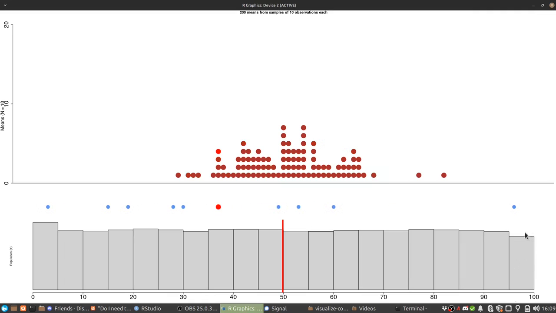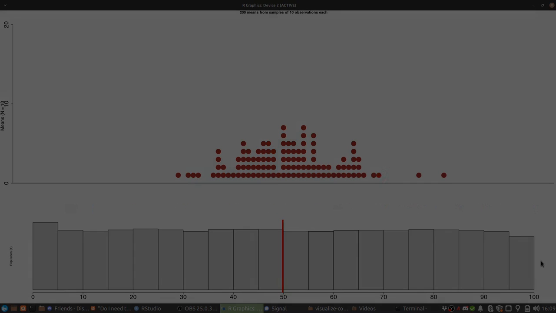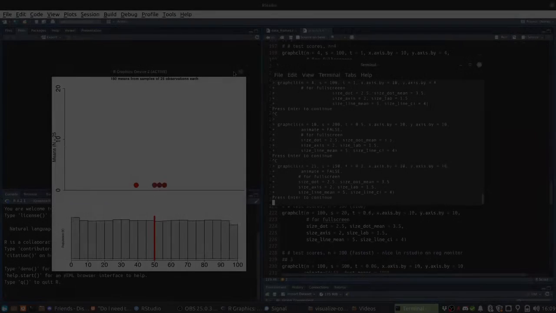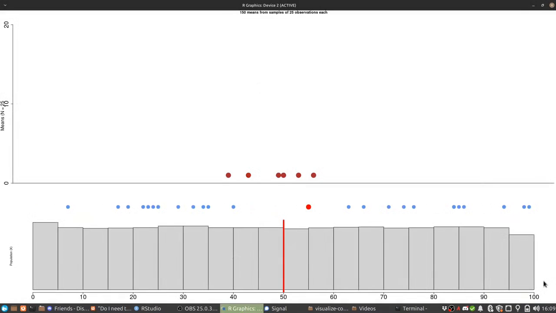And it's a little more than the last one because there's a larger number of observations being sampled for every sample, creating every mean. Every mean is created from a larger number of test scores. So this is a sample size of 25. Each sample has 25 observations, so there's lots of blue dots.